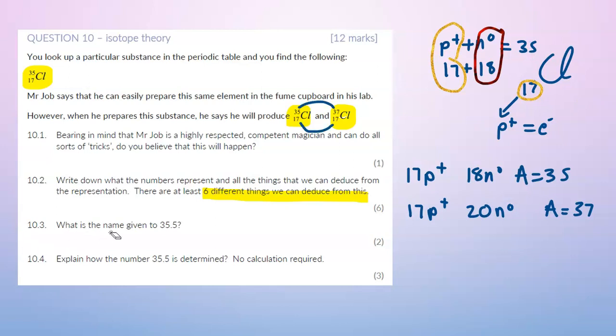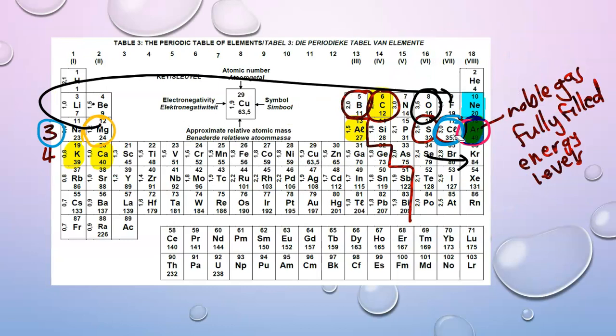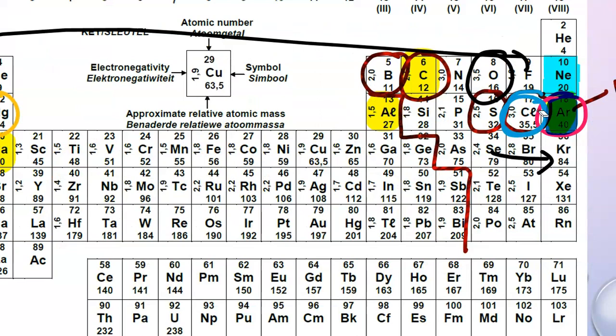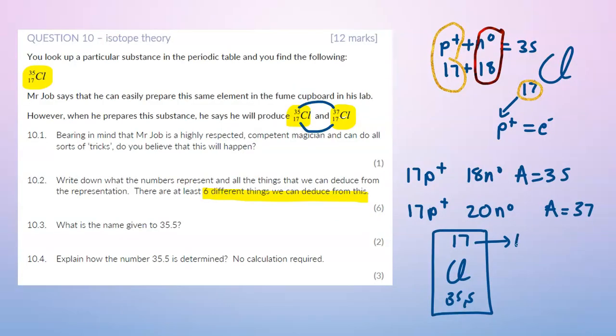10.3 asks us, what is the name given to 35.5? Now, the 35.5 is not going to make any sense unless you come to the periodic table. So if you come to the periodic table, I don't know if you can see that. So chlorine has a 17 at the top and a 35.5 at the bottom. So 17 is our atomic number. And the word that we use for 35.5 is our molar mass.